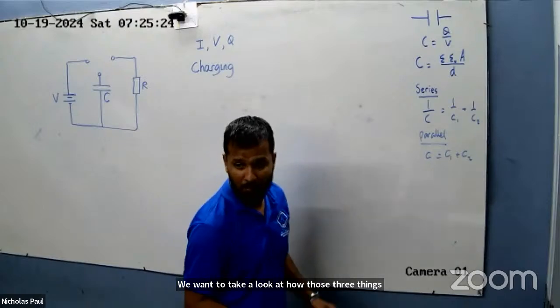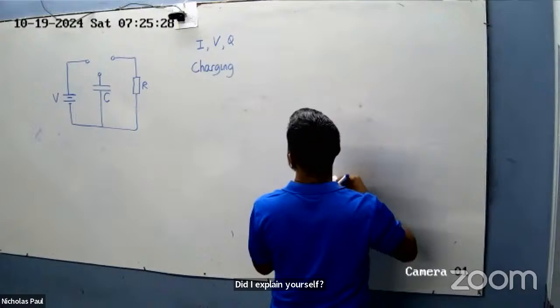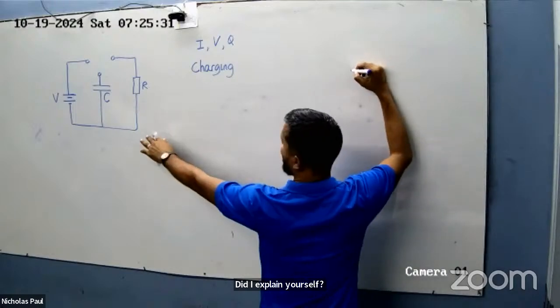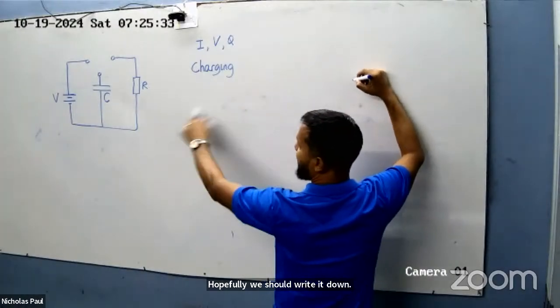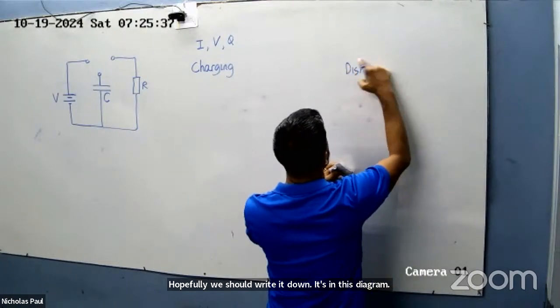This is our explanation. We should write it down. It's in this diagram, missing in the notes. Everything else is in the notes, but this diagram is missing. Right, so you can go ahead and write it down probably.